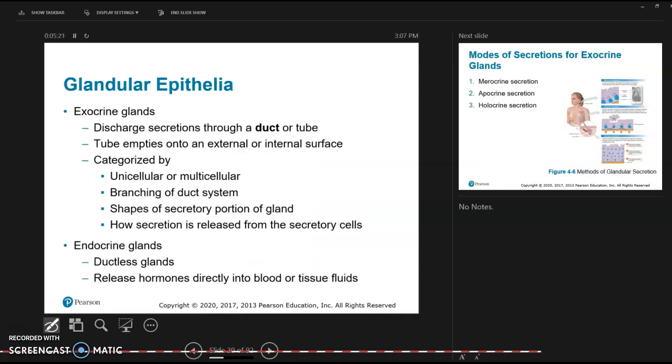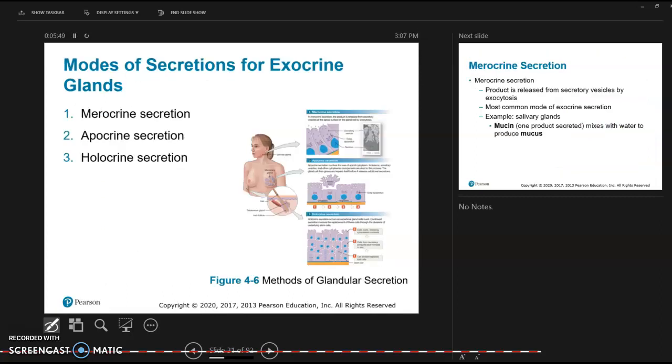Then we mentioned these before. The glands can either be exocrine or endocrine. We've already said that exocrine glands discharge their secretions onto a surface, and they discharge those secretions through a duct or a tube, whereas endocrine glands don't have ducts. They release their hormones directly into body fluids, blood or tissue fluids.